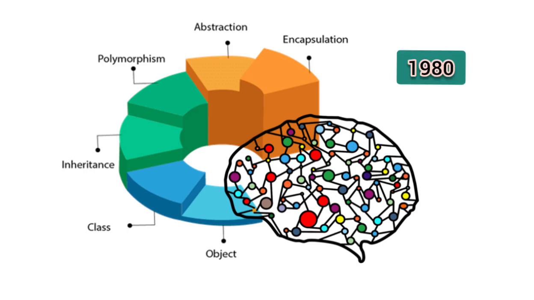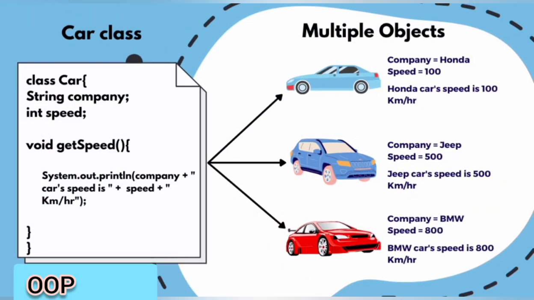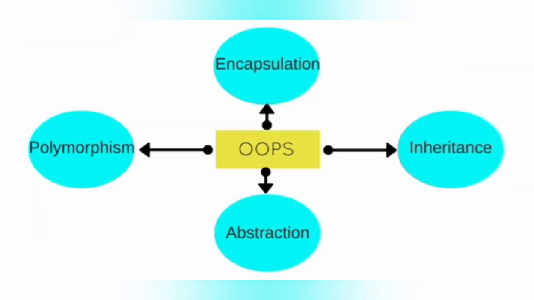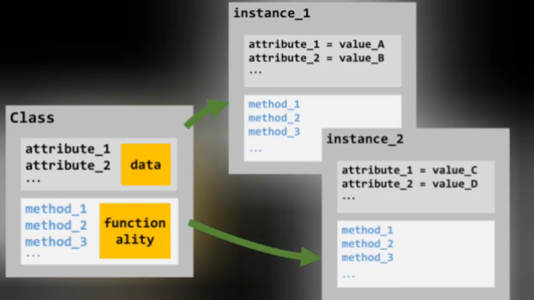Modeling the real world. In the 1980s, as software became more complex, a need for a new approach emerged. Object-oriented programming (OOP) was developed to model the real world more accurately. In OOP, everything is an object that encapsulates data, like color and size, and the behaviors related to that data, like moving and changing color. The four pillars of OOP help solve the problems of structured programming.